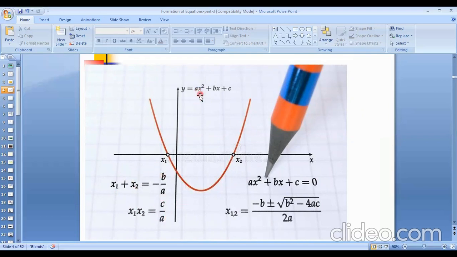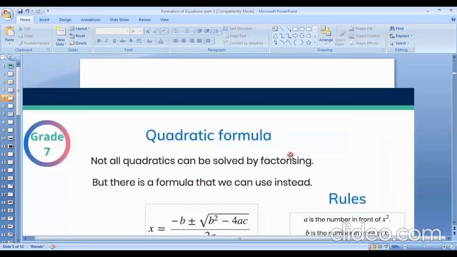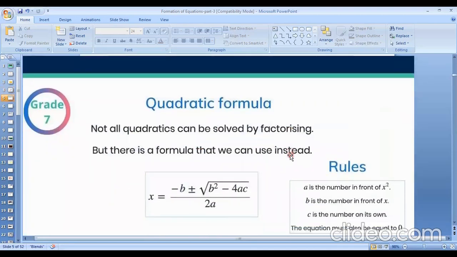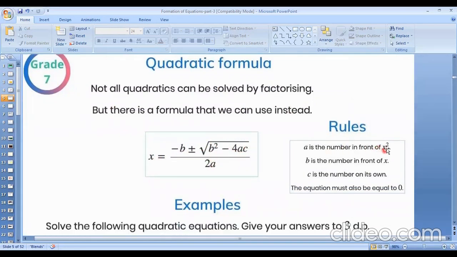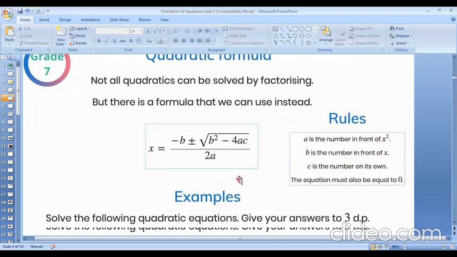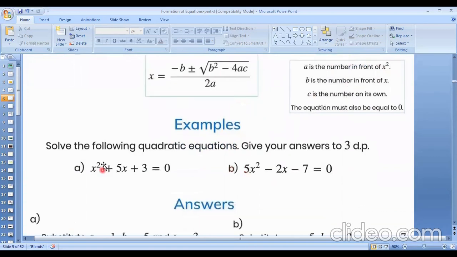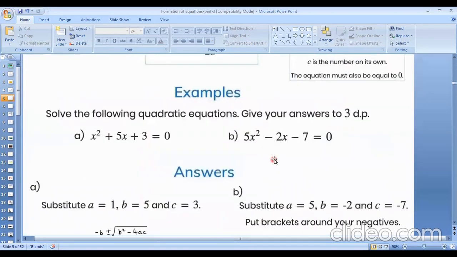a means the coefficient of x square, b means the coefficient of x, and c means the constant term of the quadratic equation. So this is the quadratic formula for finding roots of the equation: x equals to minus b plus minus square root b square minus 4ac divided by twice a. Here a is the coefficient of x square, b is the coefficient of x, and c is the constant term. We can solve these types of equation just using this formula.